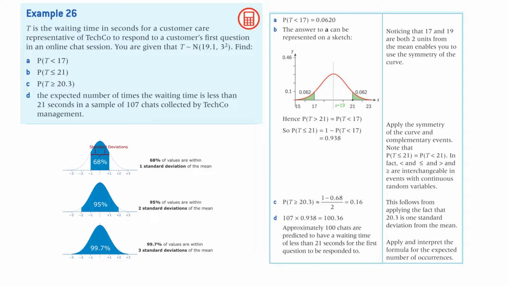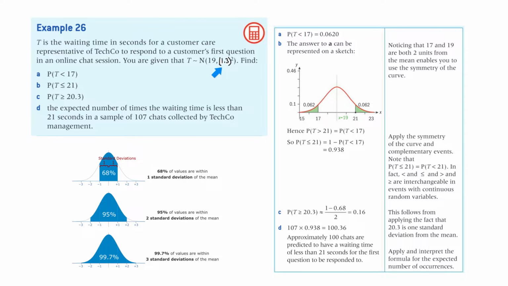Okay, let's have a look at this example here. It's from the Oxford IB Applications and Interpretation SL textbook. This particular example has mistakes in it, and having worked backwards, I found that the mistake is that this is wrong here. That should be 19, 1.3 squared. So we'll change that. Okay, so that's sorted out now.